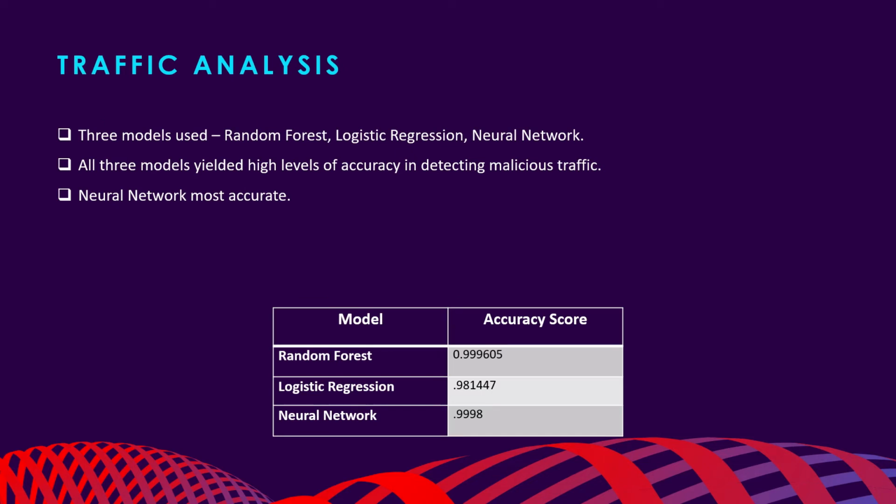So total though, we ran 3 models, 2 machine learning and 1 deep learning. So we ran a random forest model, a logistic regression model, and a neural network model. All 3 models actually gave very high levels of accuracy in detecting malicious traffic, but the neural network was the most accurate of the 3.